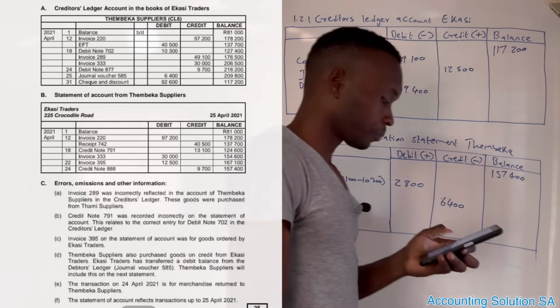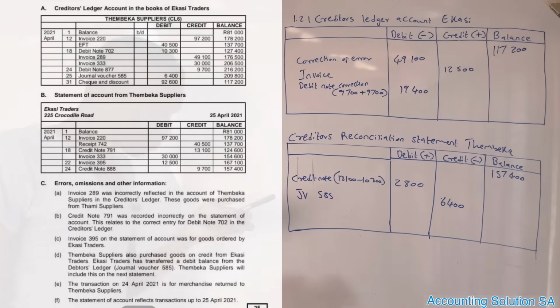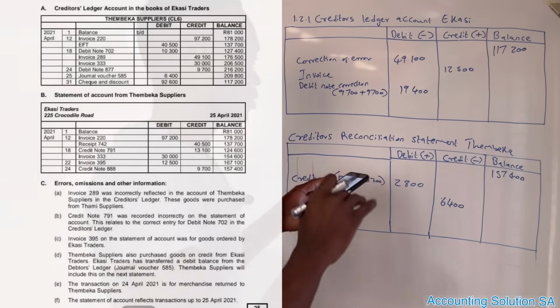Okay. Then the last one: the statement of account reflects the transaction up to 25 April 2021.